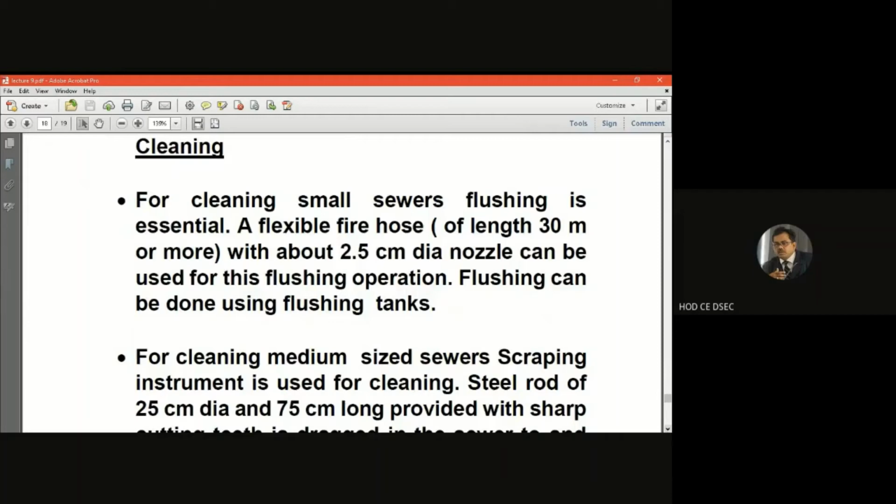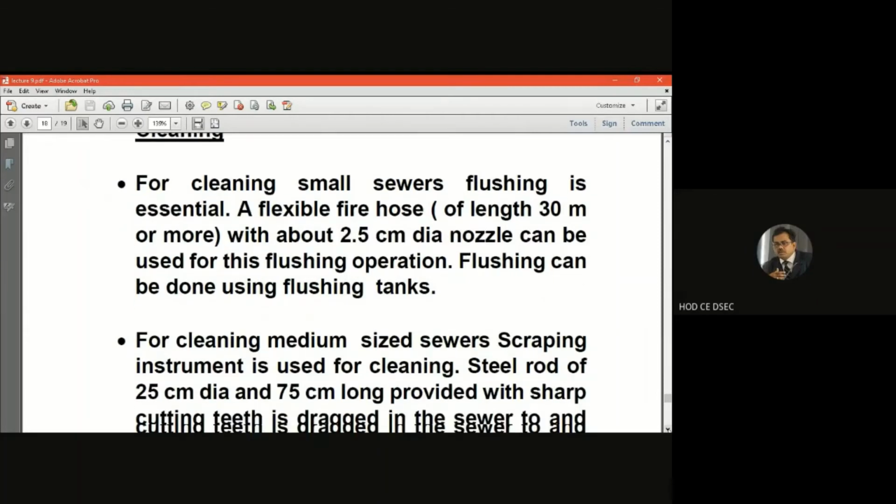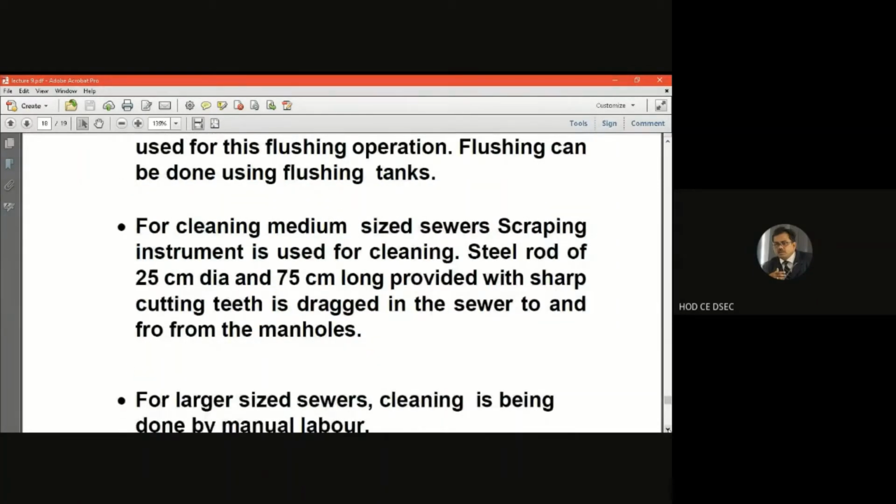Now this is for the smaller diameter. If the medium size diameter of the pipe is there, then the scraping instrument is used for cleaning. What is the scraping instrument? One steel rod of 25 centimeter diameter and 75 centimeter long, provided with sharp cutting teeth, is dragged in the sewer to and fro from the manhole, and by that it removes the clogging particles.